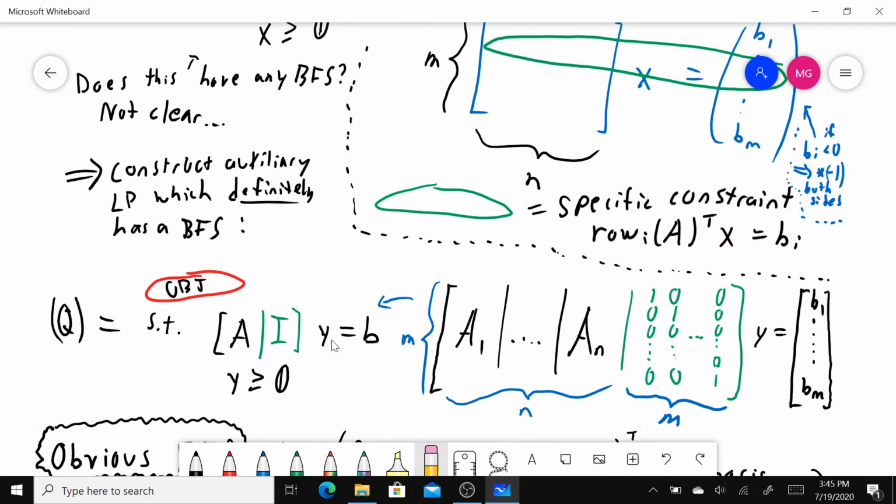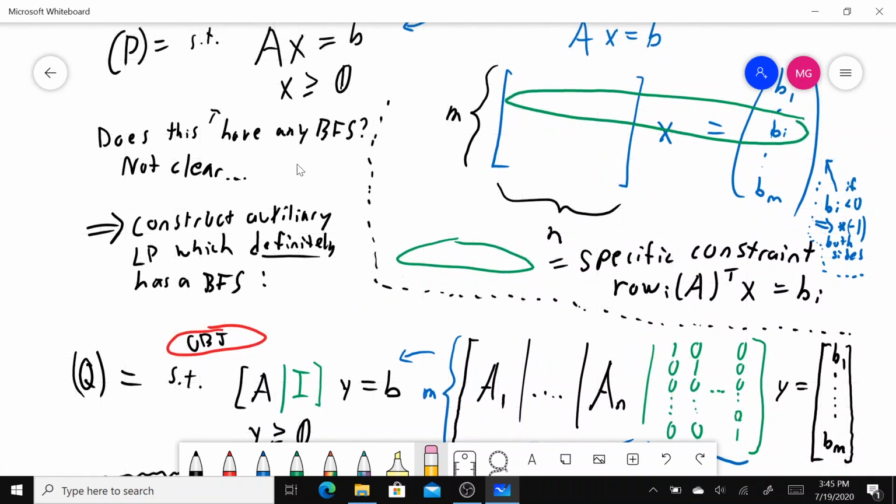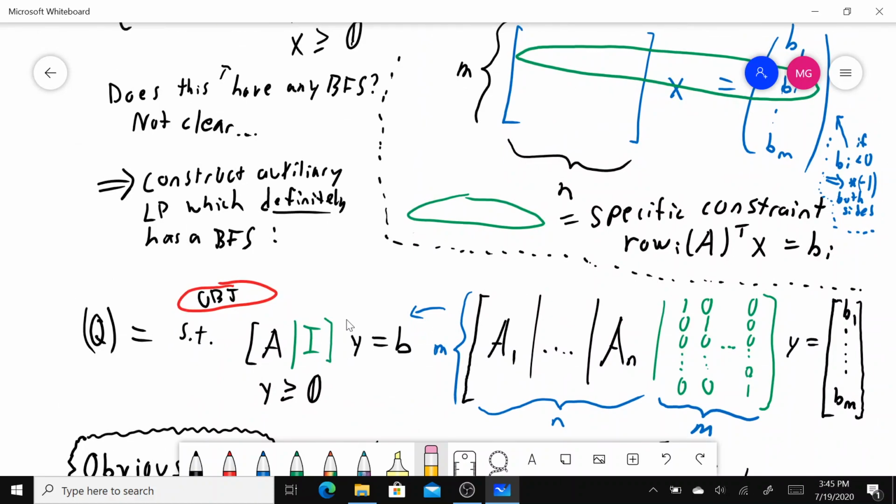And then just aesthetically, I chose to call these variables y's rather than x's, mainly so that we can associate y with being auxiliary, while x is associated to the original linear program P. And that's just an arbitrary choice, but just for our own ability to keep things straight, we'll do that. And then we also want the y vector to be non-negative.